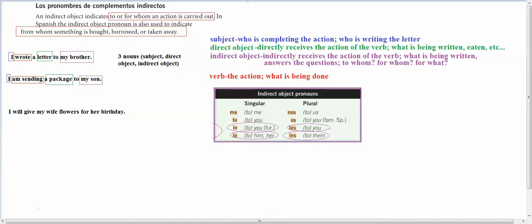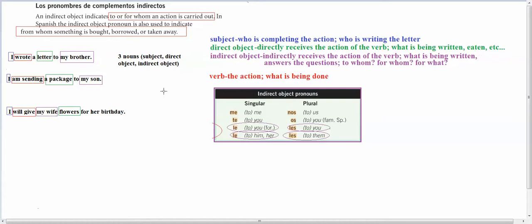Okay. And in the last one, I will give my wife flowers for her birthday. The verb is will give. Who's going to be doing the giving? That's your subject. That's I. What's going to be given are the flowers. And to whom are these flowers going to be given? My wife. That's the indirect object.